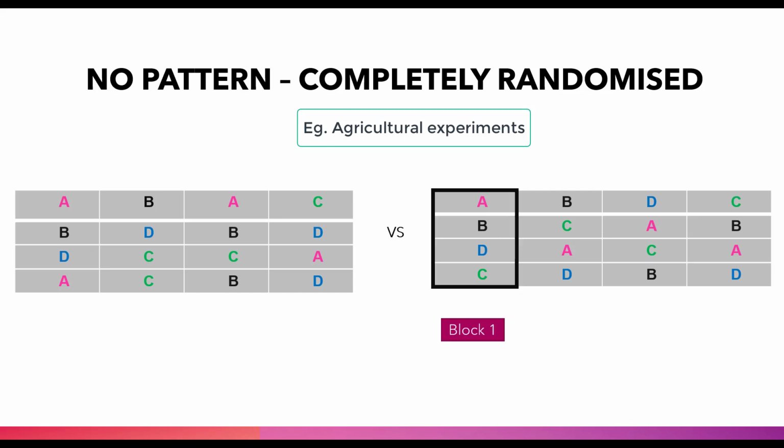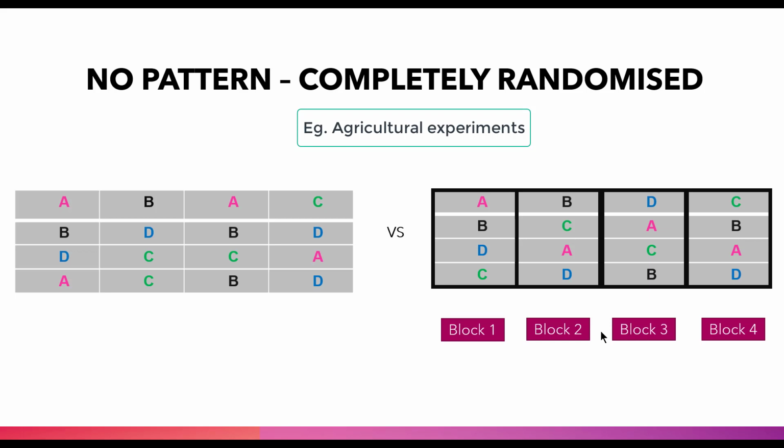As you can see here, in block 1, block 2, block 3, and block 4, each block has all the treatments in this field, whereas in this experiment there is no pattern. If we consider this as one block, this doesn't have treatment C. If you consider this block, there is no treatment A, and in this block there is no treatment D, and in this block there is no treatment B.